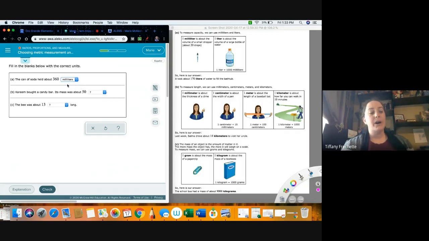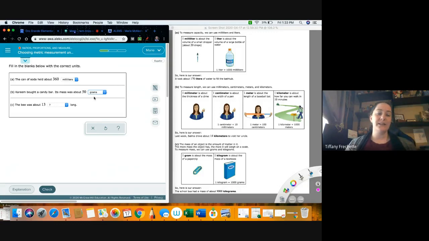All right. Kareem bought a candy bar. Its mass was about 50. And we need to go to mass. So we're either going to go with grams or kilograms. So candy bar, do you think it's about the same as 50 paper clips or 50 textbooks? Because we have grams or kilograms. And I'm just comparing the object because it makes it a little easier in our head. I'm thinking grams. That makes a little more sense. If you bought a candy bar that's the same weight as 50 textbooks, wow, that is a lot of chocolate there. Assuming it's a chocolate candy bar.